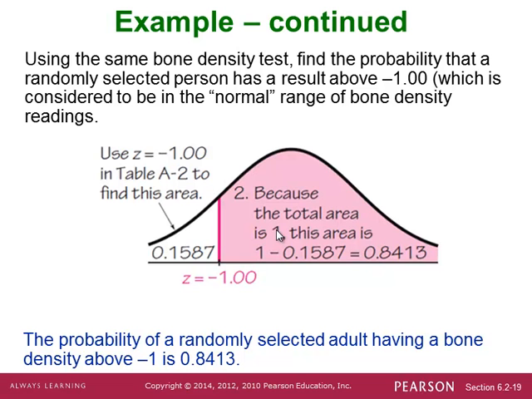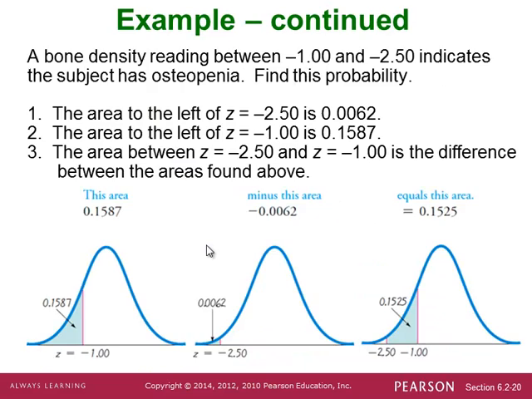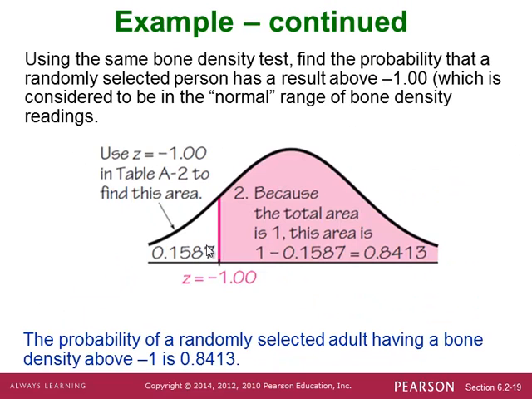Now, the probabilities given to us in the table are for areas to the left of the z-score. So what we'll do is we'll look up the z-score of negative 1.00, find the area, meaning the probability, that's to the left of negative 1.00. It'll turn out to be 0.1587. So where does that come from?